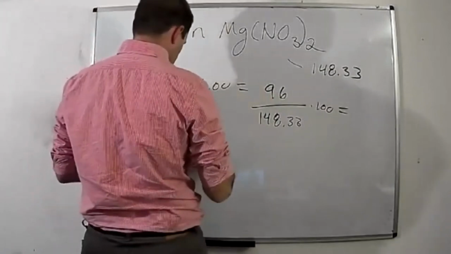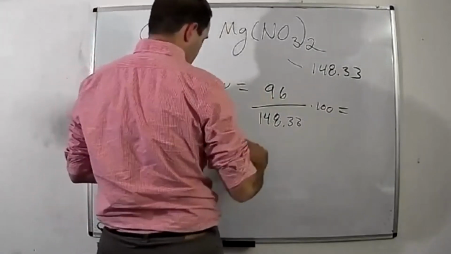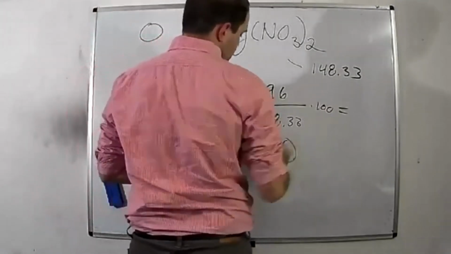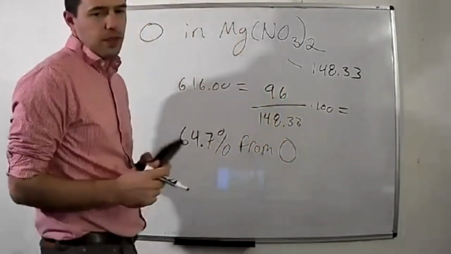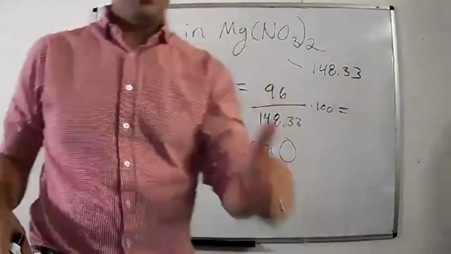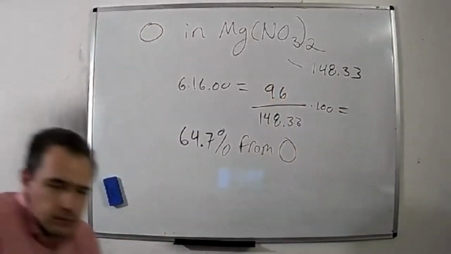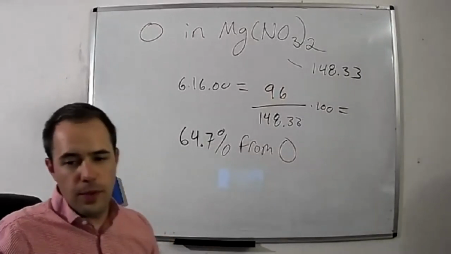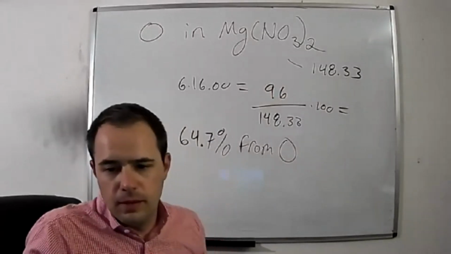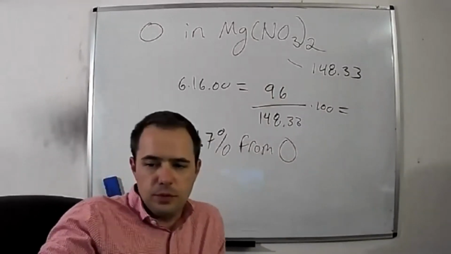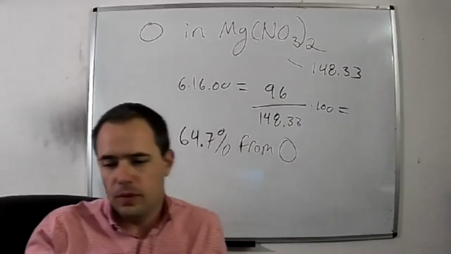So 64.7% of the mass is from the oxygen atoms in magnesium nitrate. How do we do with that? Two thumbs up. So I'm talking about 2 people got that right. 3 people, even better, 4 people.